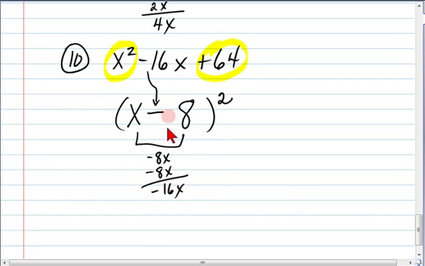Now, maybe you can do this checking in your head. I don't know. The middle term is twice the product of the square roots. Square root of this is x, square root of this is 8, twice that is 16x. Then when you get to the bottom, you add those two.